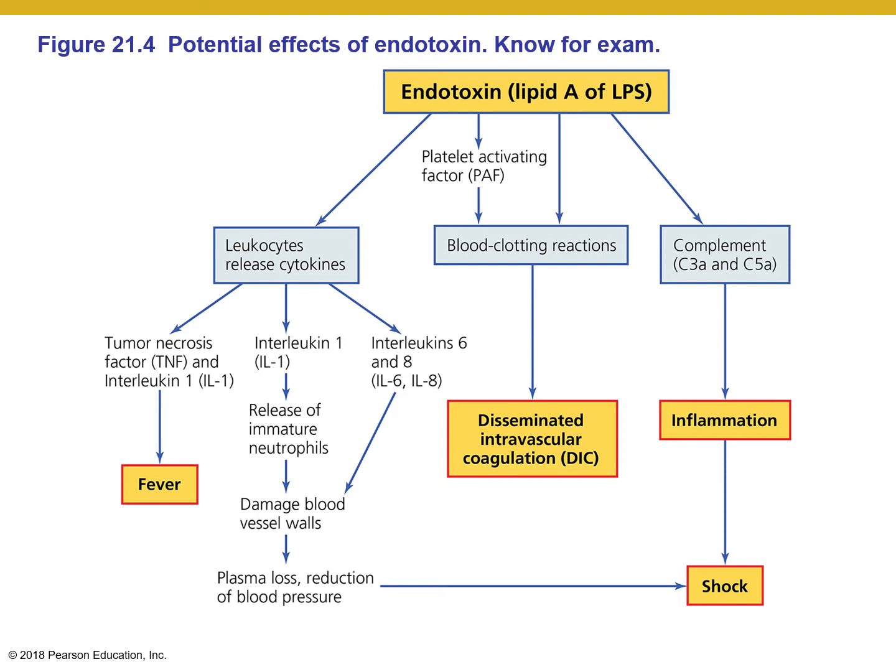Leukocytes reacting to lipid A release cytokines. Tumor necrosis factor and interleukin-1 will cause fever. Interleukin-1 will result in the release of neutrophils, and those neutrophils don't really know what to attack, so they attack everything. Interleukin 6 and 8 start to attack everything, and this is what can result in big bruises, plasma loss, reduction in blood pressure. And then lipid A will activate complement C3a and C5a, and that causes inflammation. The blood loss, reduction of blood pressure, and inflammation results in shock.